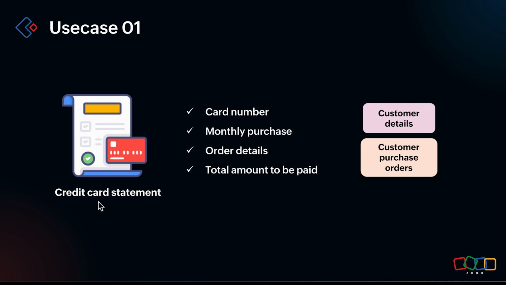In order to create or generate a credit card statement, the organization should have created a data relationship between the customer details module, customer purchase orders module and the credit card statement module, right? Only when there is a relationship built, you can simply pull the card number from the customer details and fetch the other details from the customer purchase orders, right? This concept of fetching can be achieved only when there is a relationship between your modules, right?